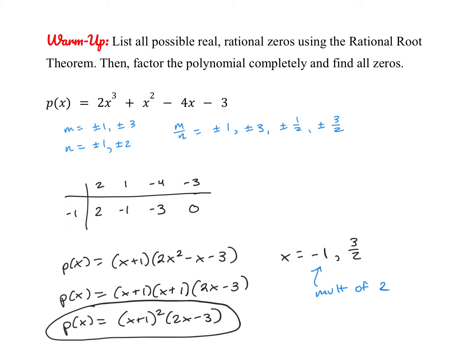If you try -1, you'll get a remainder of 0. And then this remaining polynomial is 2x squared minus x minus 3, which is factorable. And you get these as your final factors. So your zeros would be -1 and positive 3/2. And -1 has a multiplicity of 2 because the factor is squared.